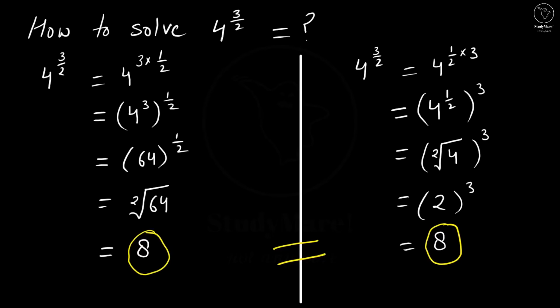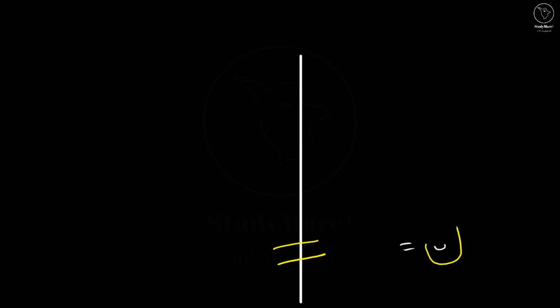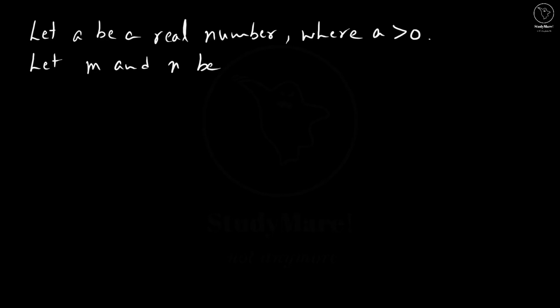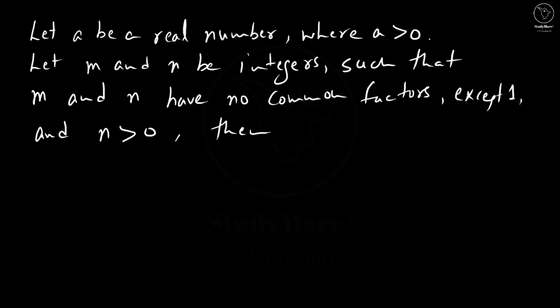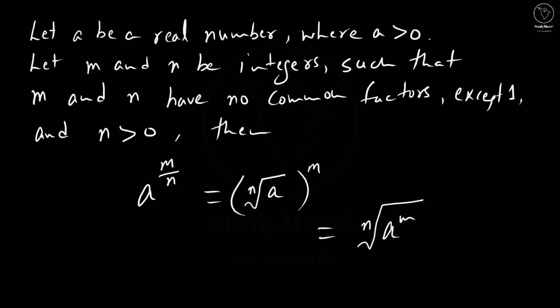Generalizing this entire concept, we can define and derive the formulation for the same. Let a be a real number where a is greater than 0. Let m and n be integers such that m and n have no common factors except 1 and n is greater than 0. Then a to the power m by n is equal to nth root of a whole raised to the power m, which can also be written as nth root of a to the power m. Now we can apply these two formulae to solve all the problems involving fractions as exponents.